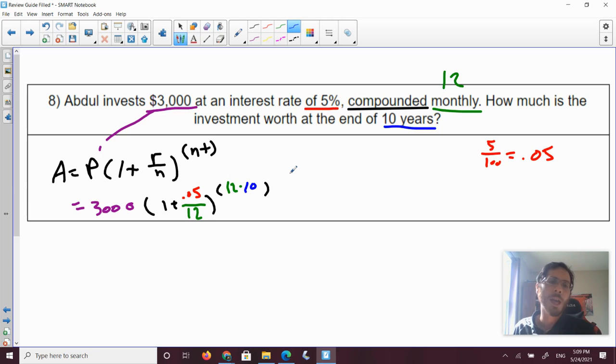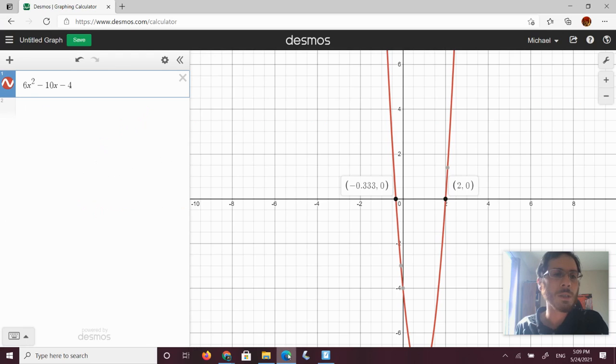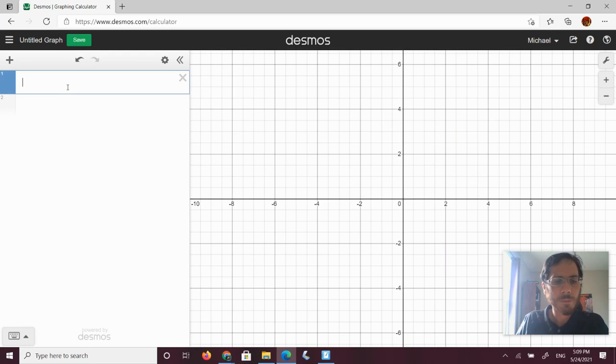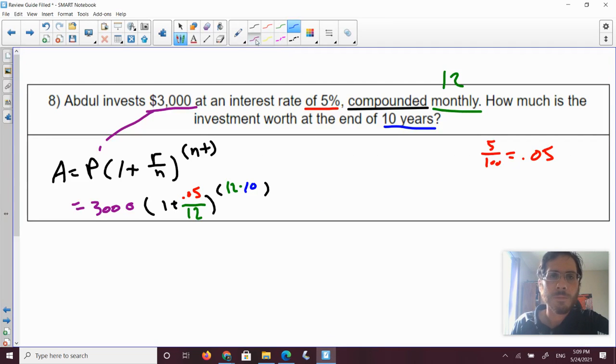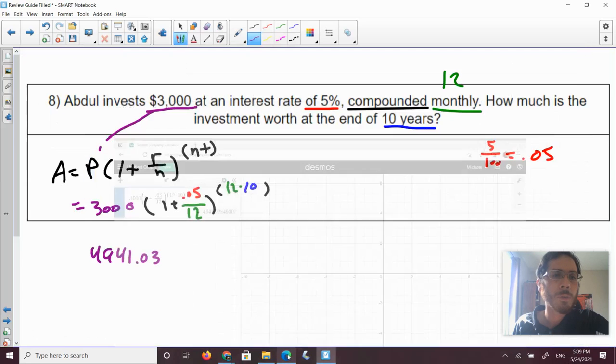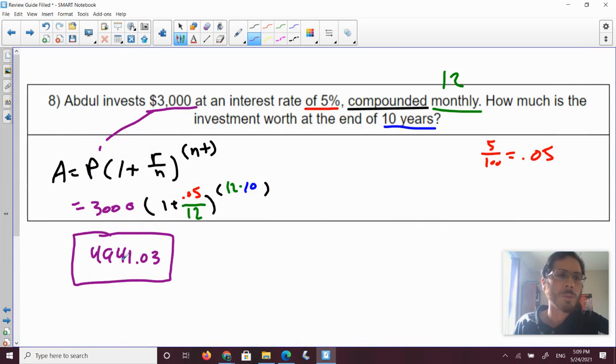So at this point, now we throw it into our calculator, and we'll get the answer that we need. So let's get rid of the parabola. 3,000 times 1 plus 0.05 over 12 to the 12 times 10th power. We get 4941.03. And so that's how much money Abdul's going to have after 10 years, which is pretty good. So he's making almost $2,000 doing nothing. It does take him 10 years, though.